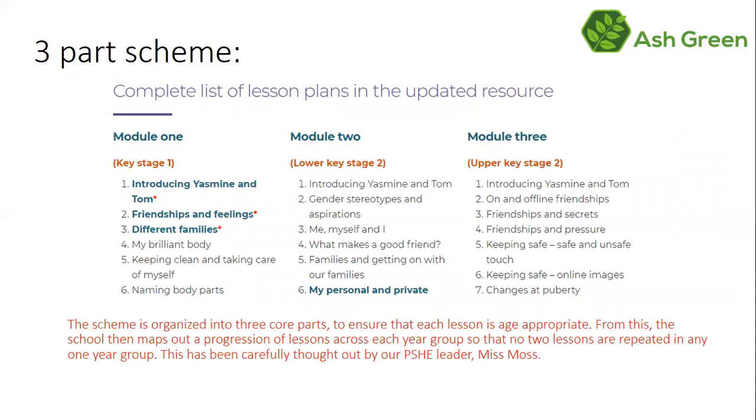There's a breakdown here of the 3-part scheme. So there's 3 modules. Module 1 is purely for Key Stage 1, that's for years 1 and 2. Module 2 is for years 3 and 4, and module 3 is for years 5 and 6. There aren't only 6 or 7 lessons for each module, there are more, and obviously it's split up. It's kind of halved, so half of module 2 for year 3 and the end half of the module for year 4. So it really flows on from each other and what they've learned the year group before.